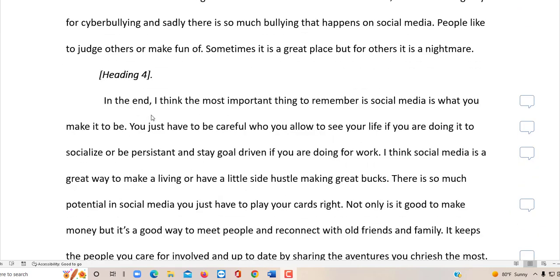In the end, social media is what a person makes it to be. A person has to be careful what a person allows to see of their life online. If a person is doing it to socialize or be persistent and stay goal-driven, if a person is doing it for work, social media is a great way to make a living or a side hustle.